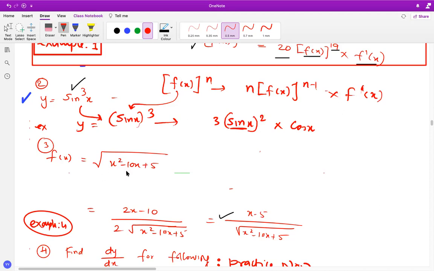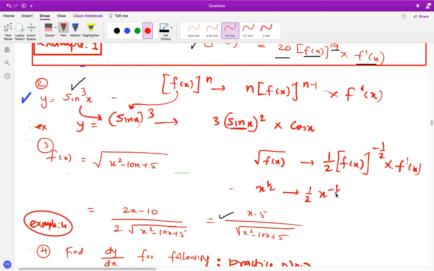Now, the second example is, let's say, if I have a square root function, how do we do this? If I have something like the square root of a function, I'm going to do firstly half f x to the power of negative half into f dash x. Because it's like x to the power half, the derivative will be half x to the power negative half. So I'm using this straight away.